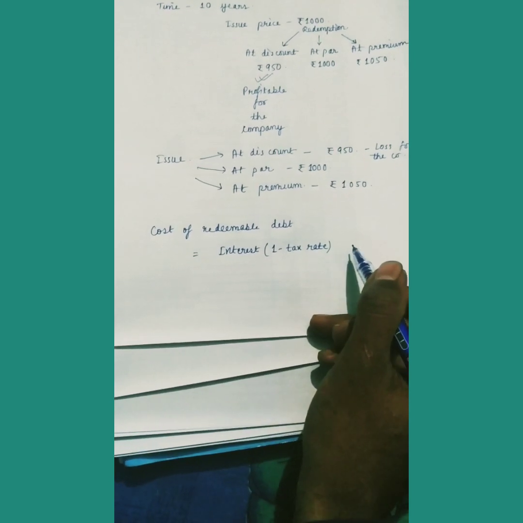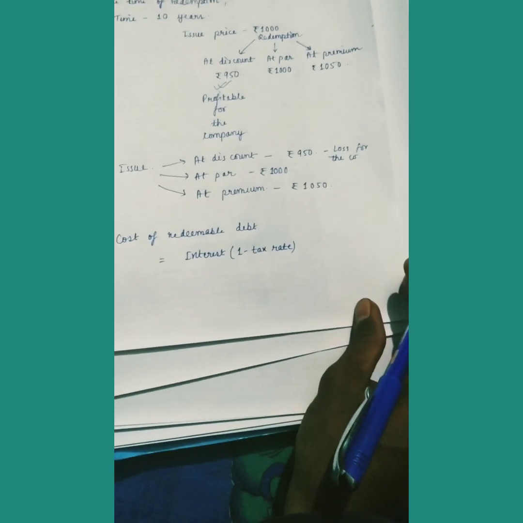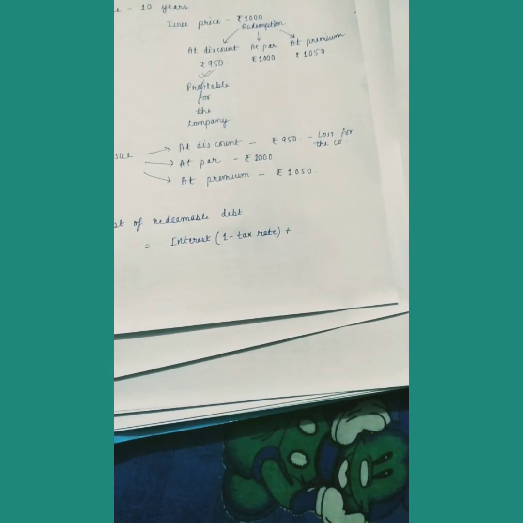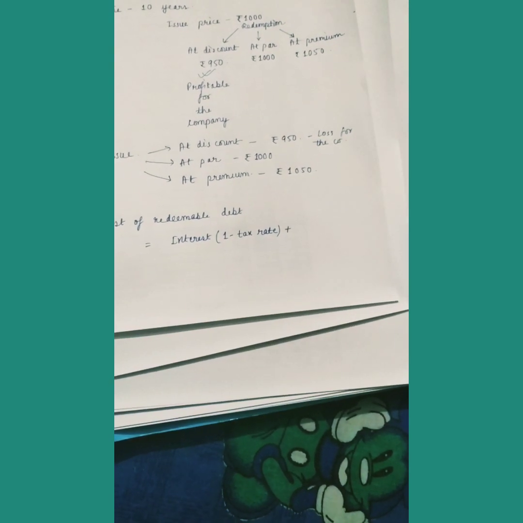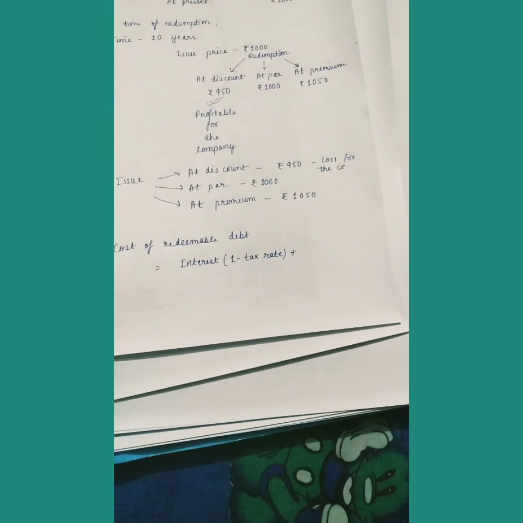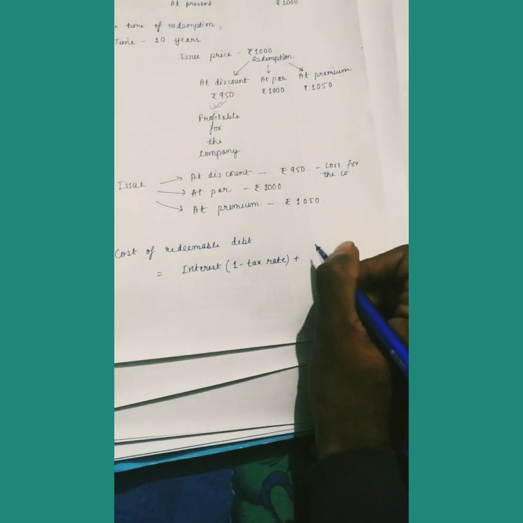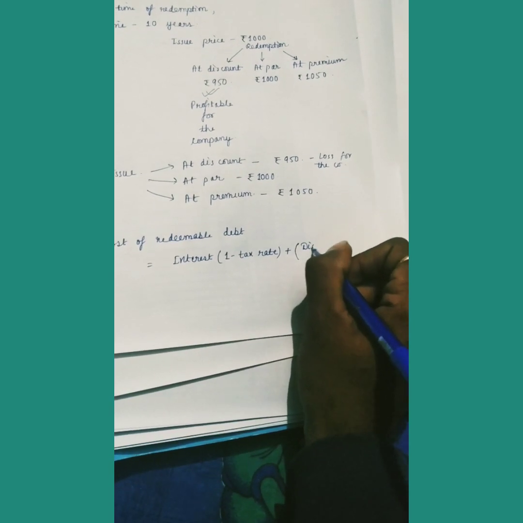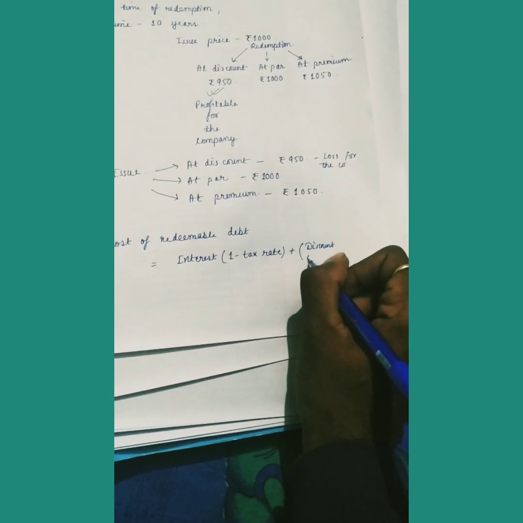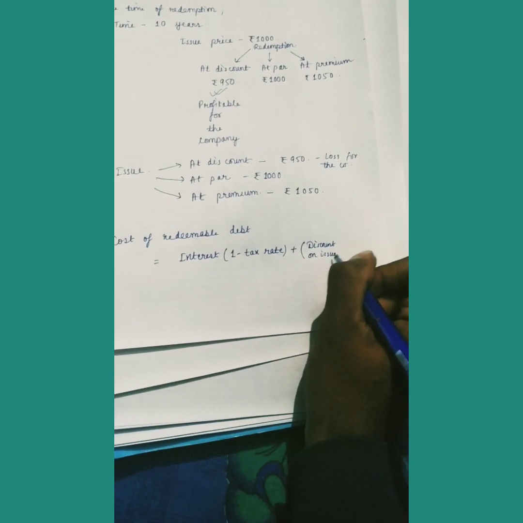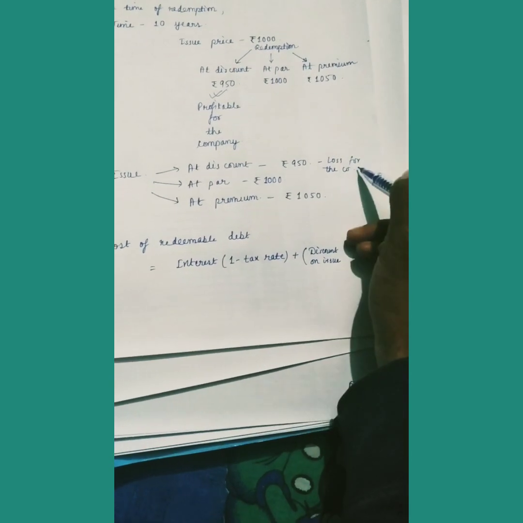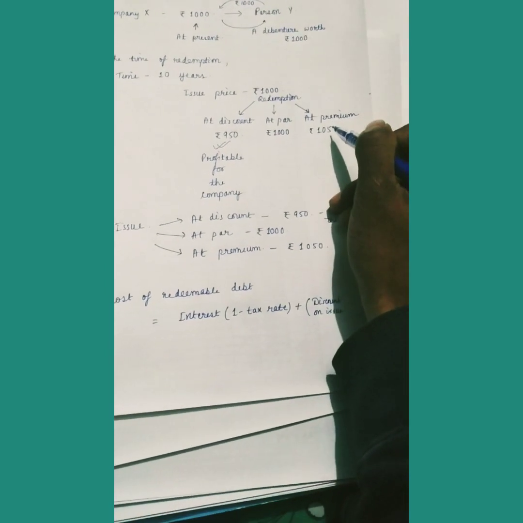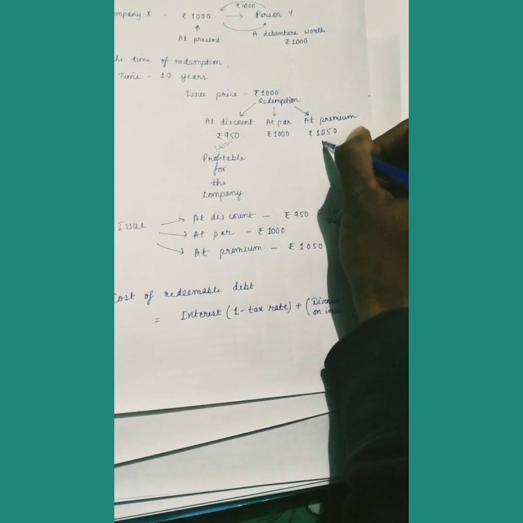Also we have to include all the profit or loss that can occur due to that particular debt. So if the debenture is issued at discount, it is a loss for the company. So we can say that the discount on issue will be added to the cost, because it was a loss for the company. Also, if it is redeemed at premium, then it is a loss for the company.